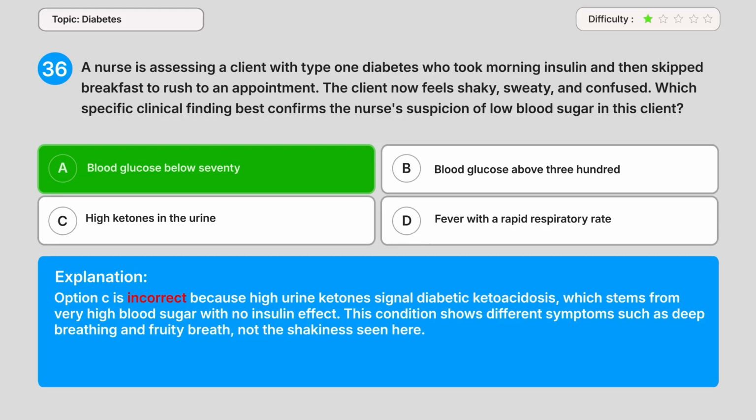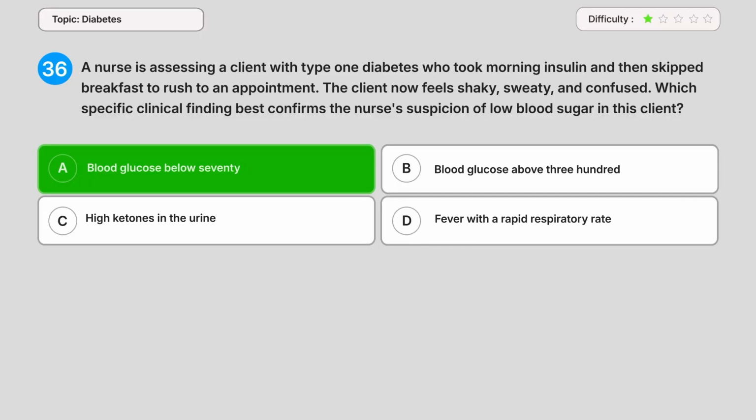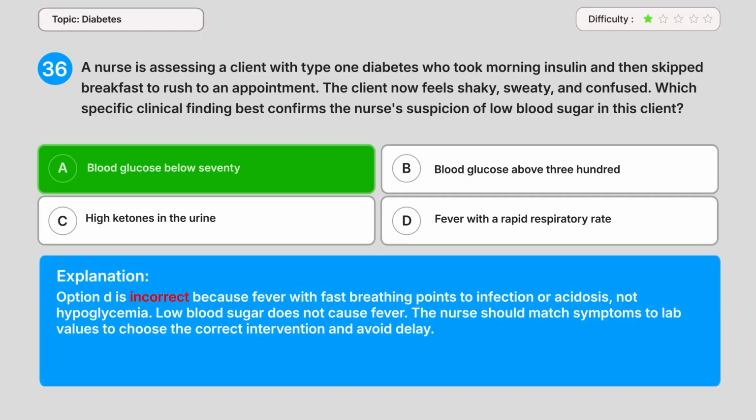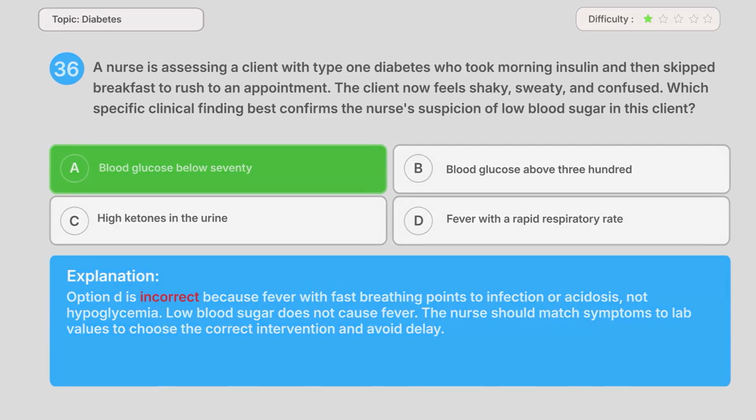This condition shows different symptoms such as deep breathing and fruity breath, not the shakiness seen here. Option D is incorrect because fever with fast breathing points to infection or acidosis, not hypoglycemia. Low blood sugar does not cause fever. The nurse should match symptoms to lab values to choose the correct intervention and avoid delay.